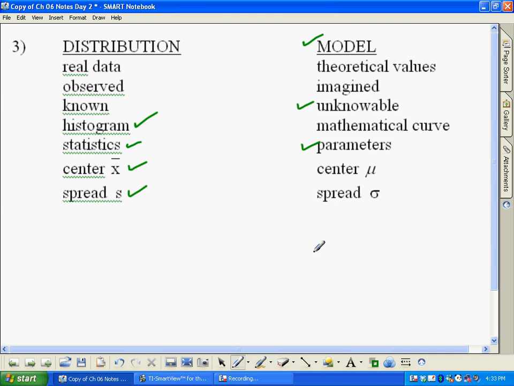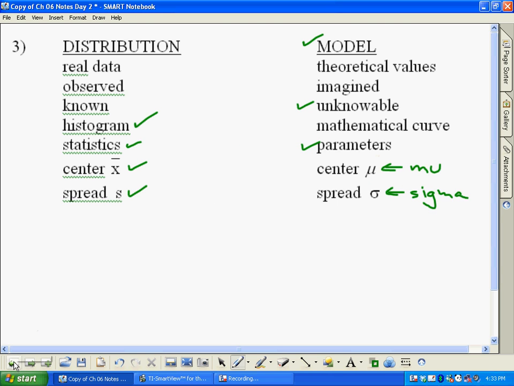And so what we do is we now call the center something different. It's no longer x bar, it's this Greek symbol, mu. And the spread is no longer s; theoretically, we call it sigma. This is lowercase sigma over here. So normal curves have a center of mu and a spread of sigma.